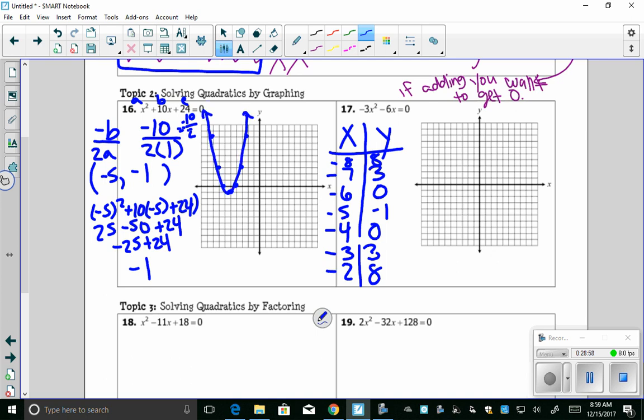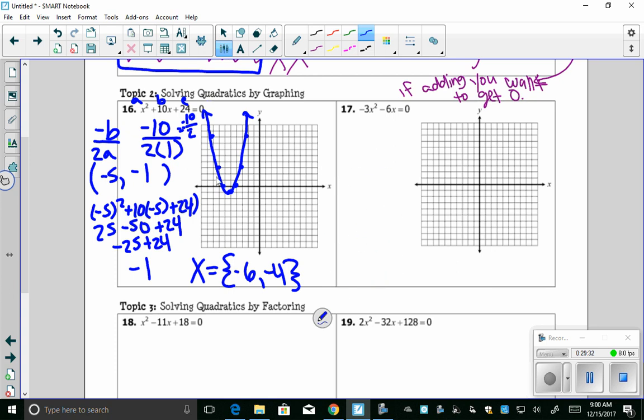Remember what I said earlier, your solution to the problem is where it crosses the x-axis. For this set, your answer is going to be x equals negative 6, comma, negative 4. That is your answer. So for the next problem, number 17, I'm going to erase my table because it's kind of in my way, so I hope you got it down.